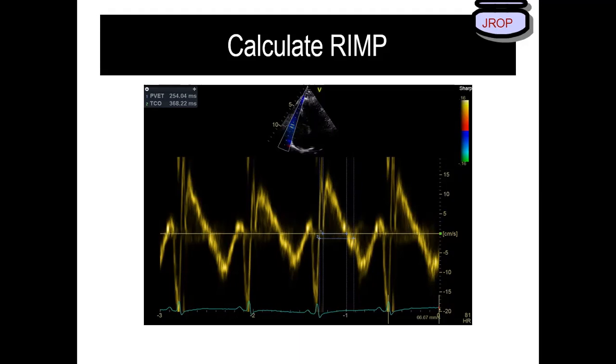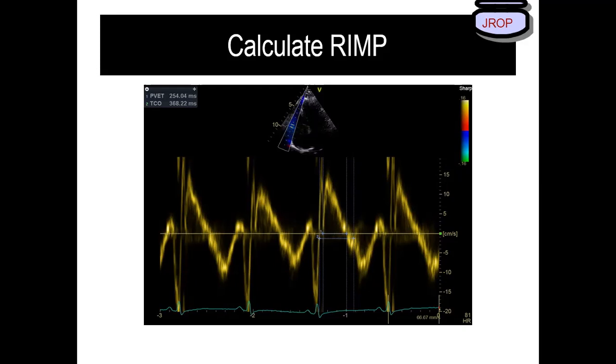The advantage of this method is what? The normal is 0.42. 0.42 is a different method. That is by pulsed Doppler. This is by tissue Doppler. Okay, 0.42 is by the other method. That's why I brought you this slide.